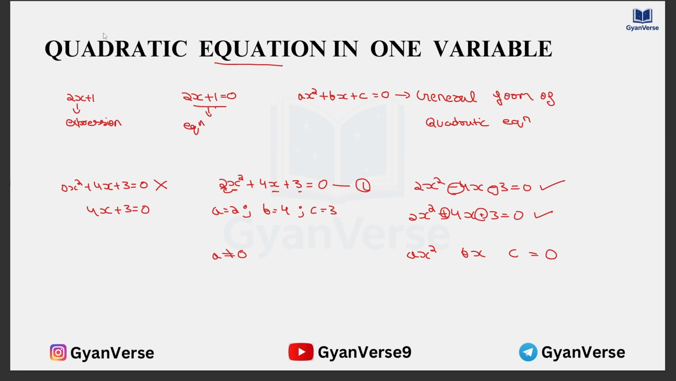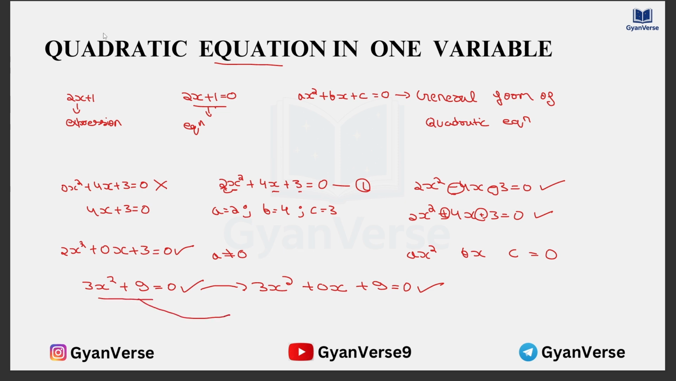So can the value of b be 0? Yes, the value of b can be 0. If you write 2x square plus 0x plus 3 equals to 0, then this is also called a quadratic equation. If you write it like this, 3x square plus 9 equals to 0, this is also a quadratic equation. You will see the x is missing. We can write this equation as 3x square plus or minus 0x, it doesn't matter, plus 9 equals to 0. So this is also a quadratic equation. If the quadratic equation is in this form, you can write it in this form also, but the value of a will never be equal to 0. The value of a can never be 0.